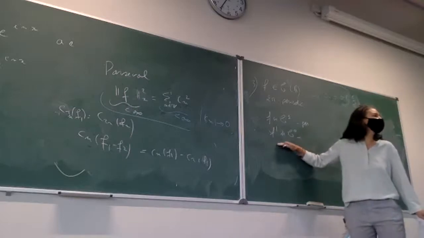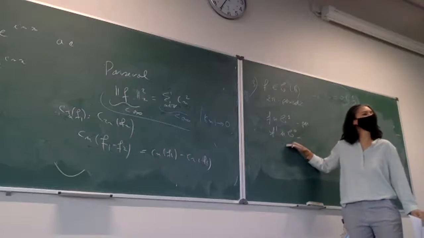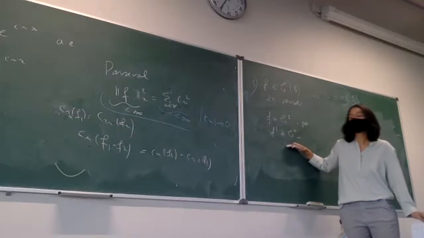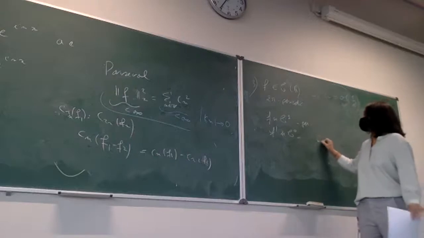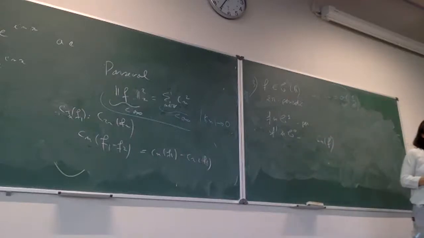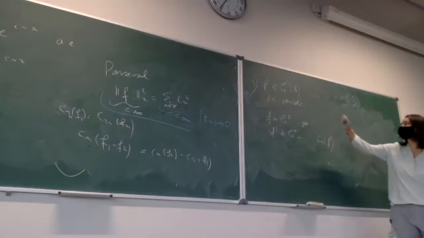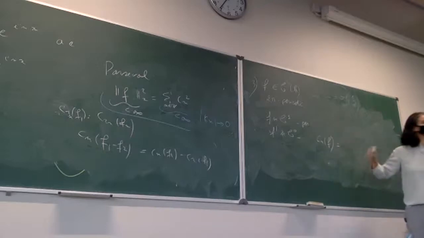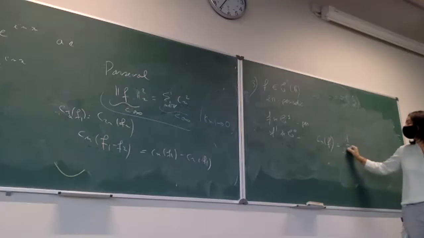Okay, so f prime is C0, so f prime has a Fourier series expansion, all right? What would it be given by its coefficient? Okay, let's assume 2 pi periodicity. So I write again the same formula, 1 over 2 pi.